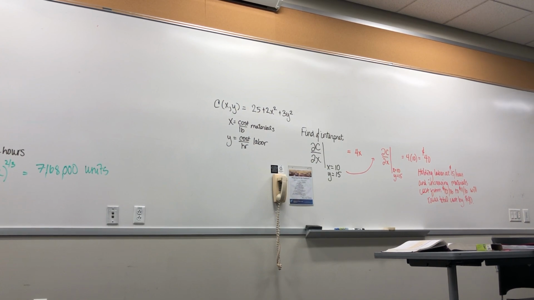Okay, it says holding labor at $15 an hour and increasing materials cost from $10 to $11 per pound will raise total cost by $40. Okay?